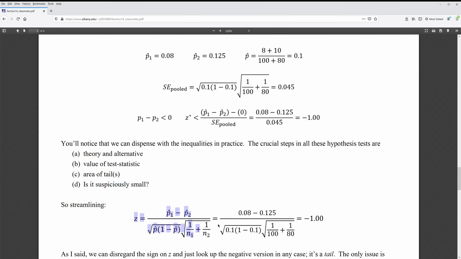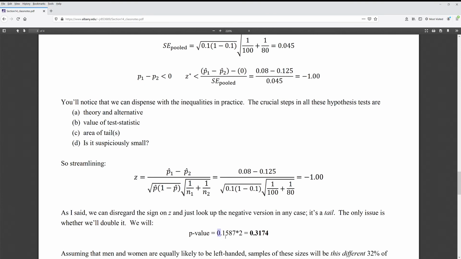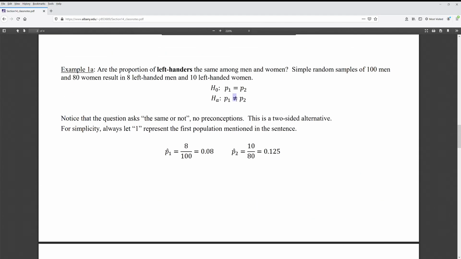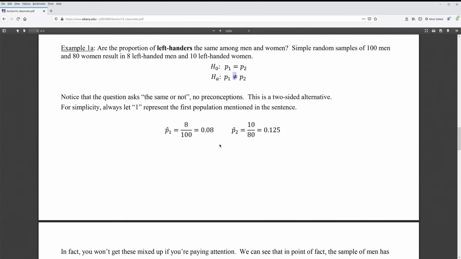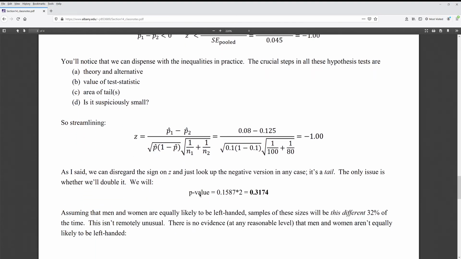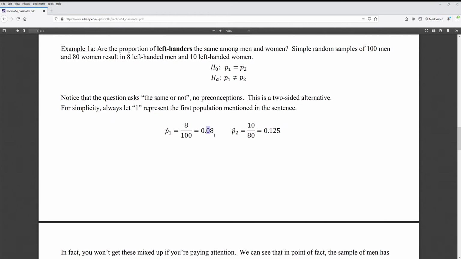So putting it all together in one big gulp, there's our test statistic formula, and there's how it's computed. And it's -1 in this case. The tail associated with that is 0.1587, but it's worse than that. Already it's not that small, but remember it's a two-sided alternative, so we want to double it. Assuming that men and women are equally likely to be left-handed, what is the probability of picking samples of these sizes and having this end up as much less than this as it is?